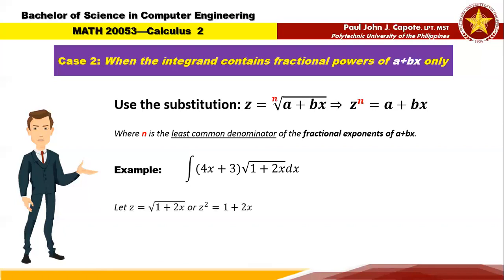Therefore, we let z equal the square root of 1 plus 2x, which implies that z squared is equal to 1 plus 2x. Solving for x, we get x is equal to z squared minus 1 divided by 2. And differentiating x with respect to z, we get dx is equal to z dz.